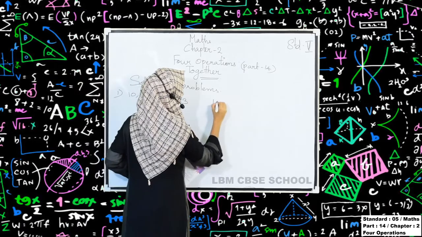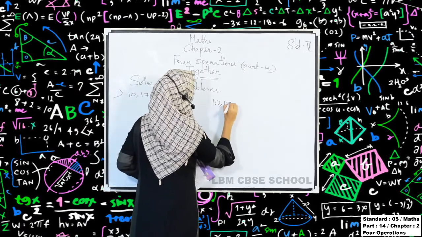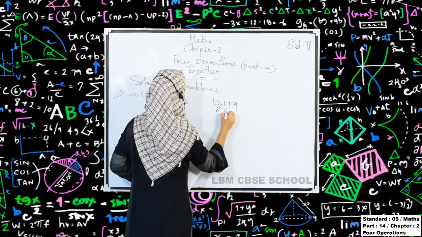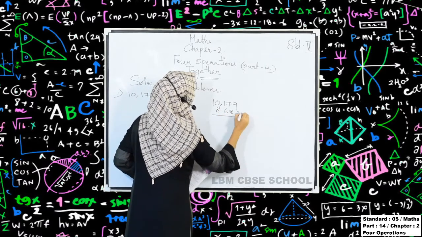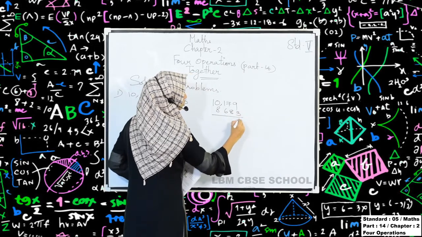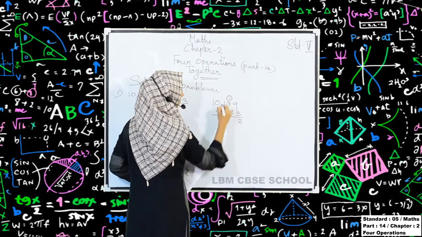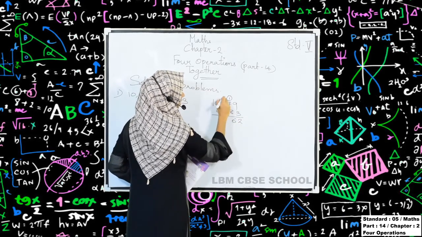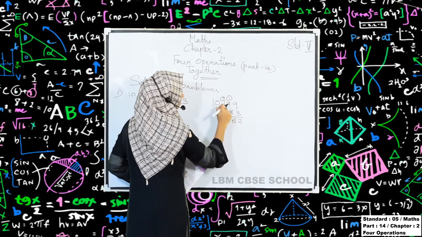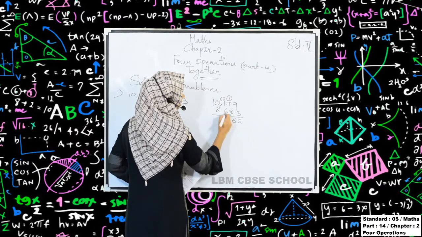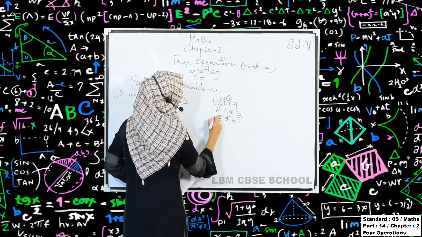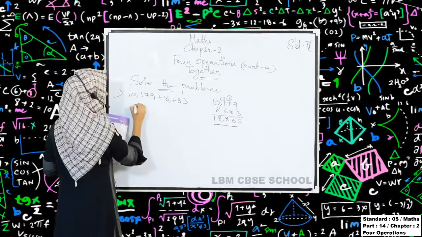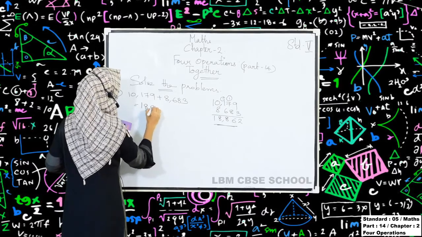So side line എഴുതി add ചെയ്ത് നോക്കുക. 10,179 and 8,683. 9 plus 3 is 12. 1 carry over. 7 plus 1 is 8. 8 plus 8 16. 1 carry over. 6 plus 1 7 plus 1 8. 0 plus 8 is 8. And what do you get? The answer is 18,862.